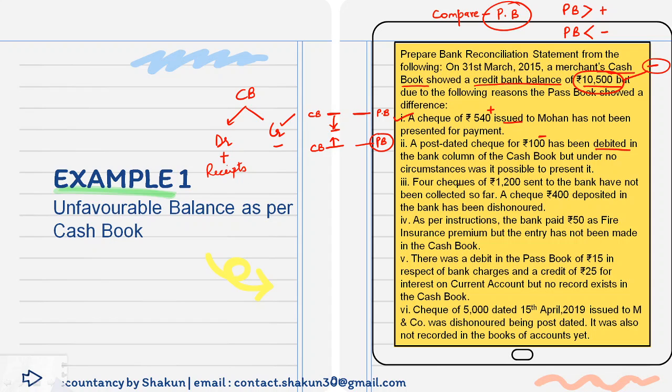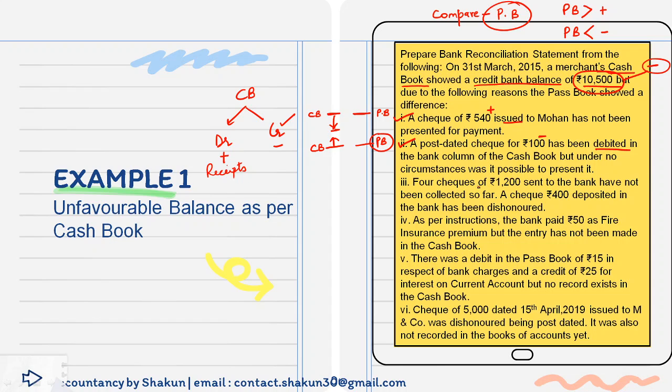I hope that's clear to everyone. It was debited in the bank column. That means cash book was increased, but it was not presented obviously because it was a post-dated check. So passbook did not increase. Passbook is lesser, so minus.